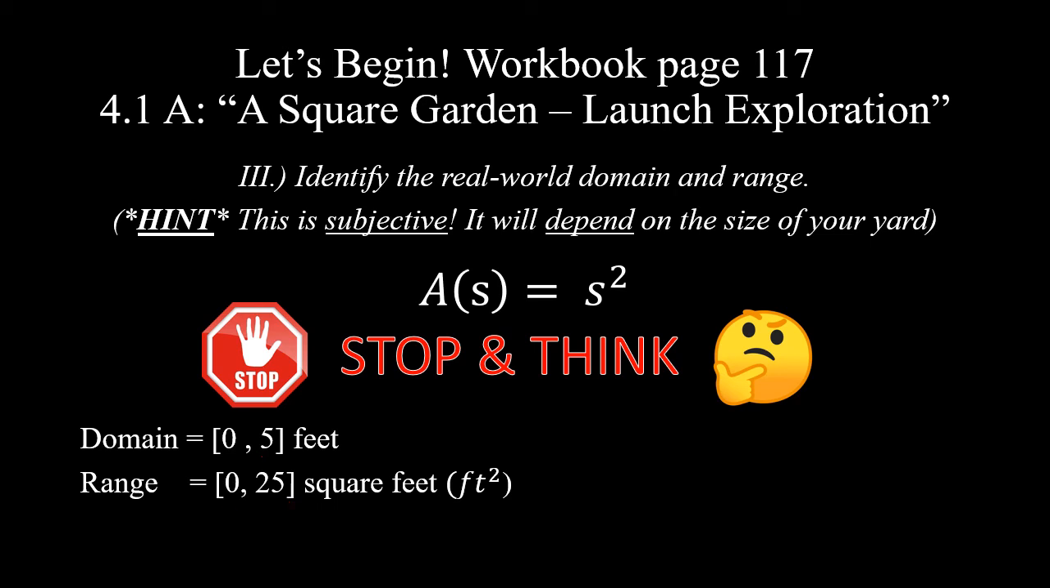Or maybe you have a really small yard and you said, I can only accommodate a 3 by 3 garden. So your domain would go from 0 to 3 feet, and then your range would go from 0 to 3 squared, which would be 9 square feet. So your range would be 0 to 9 square feet, all right? It's really very subjective. It depends on what you think is reasonable, okay?